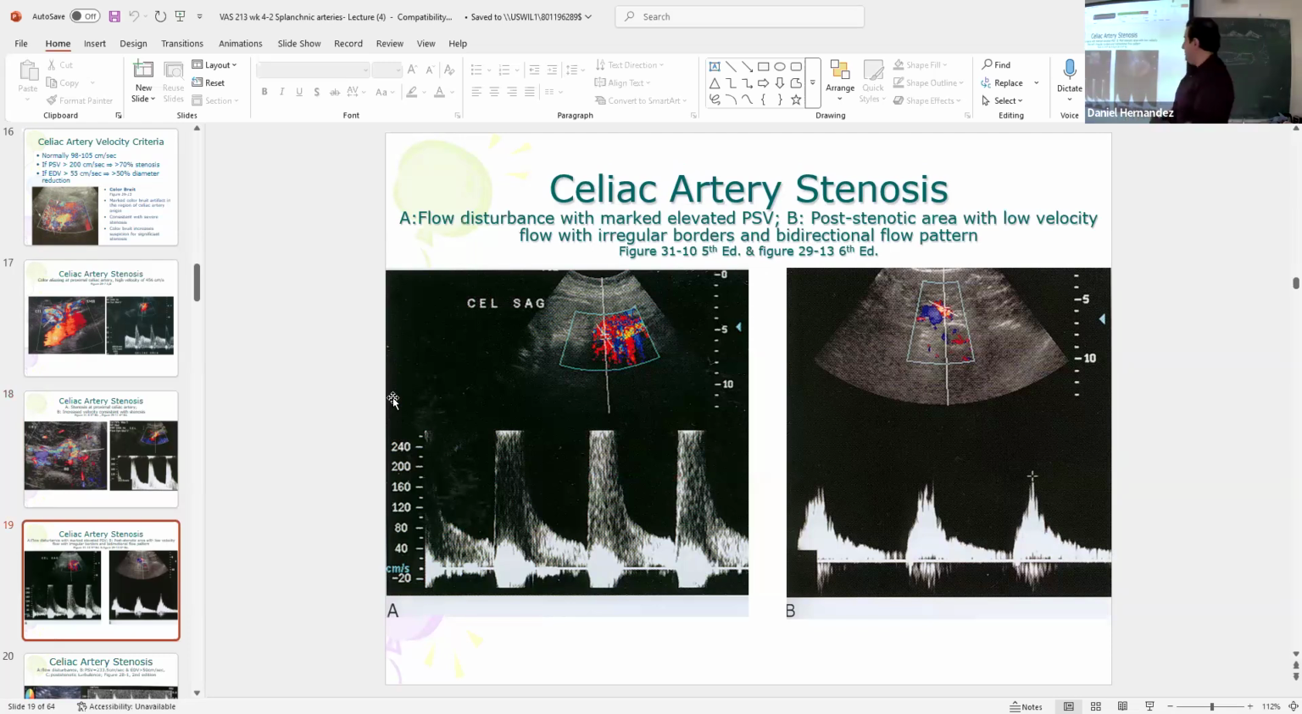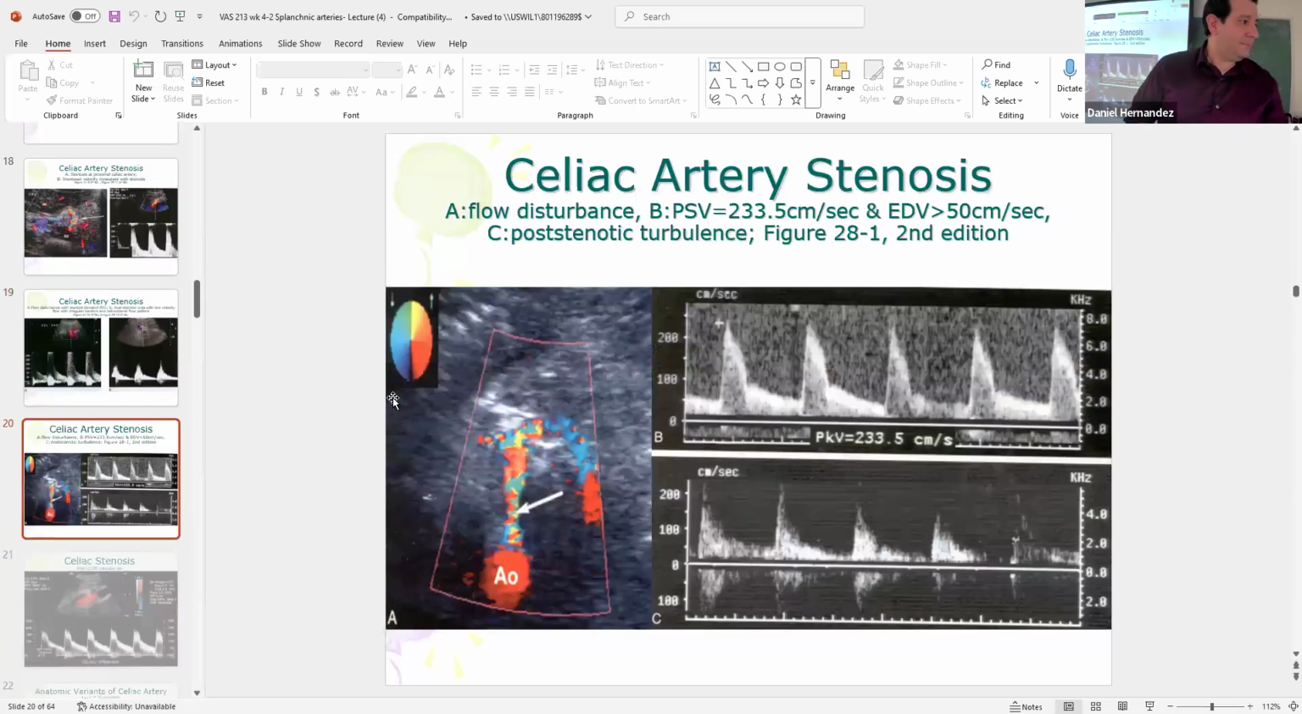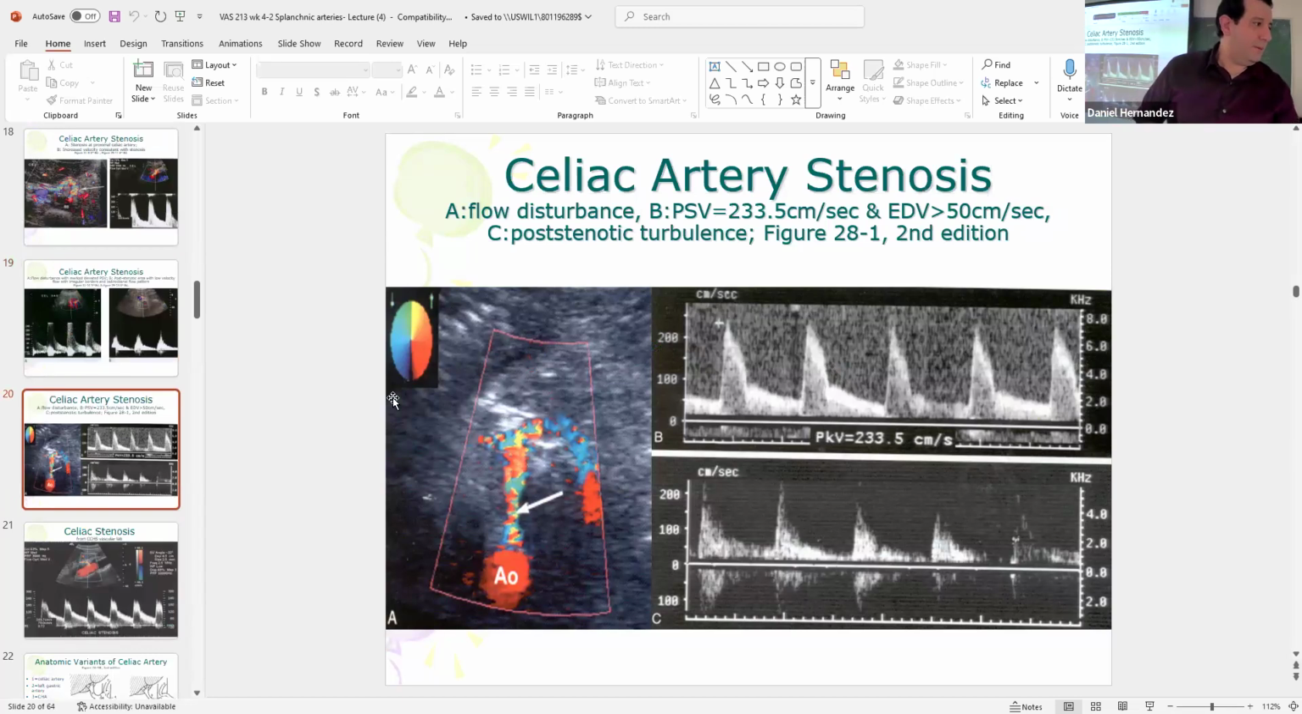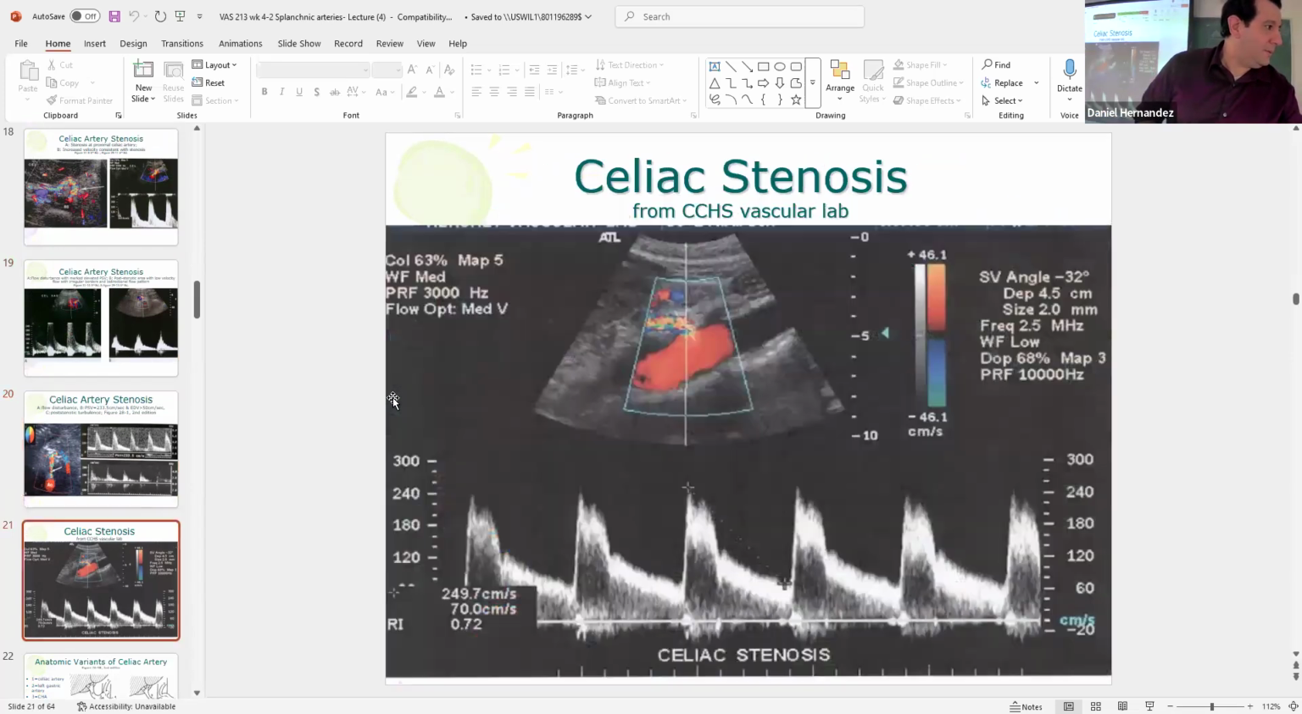And our celiac artery sag. So right near that origin, velocity is off the charts there. We moved a little more distal, and now we're getting the tardus parvus waveform there, so that delayed upstroke. Another example, celiac artery stenosis from the vascular lab. Meets our velocity criteria, over 200 centimeters per second.